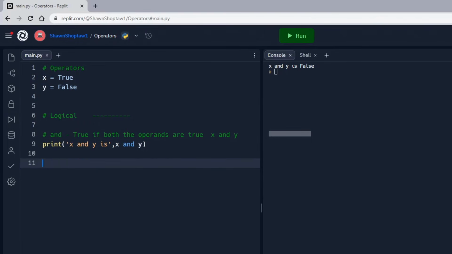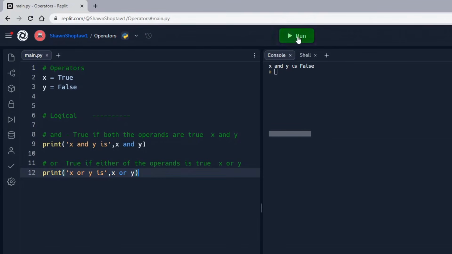So the second logical operator we're going to look at is OR. And OR is going to look at whether x or y is true. And we use that by simply typing OR. So x or y, we're going to run that. That's going to be true because x is true. If we change x to be false, so now neither of our variables are true, the output would be false.